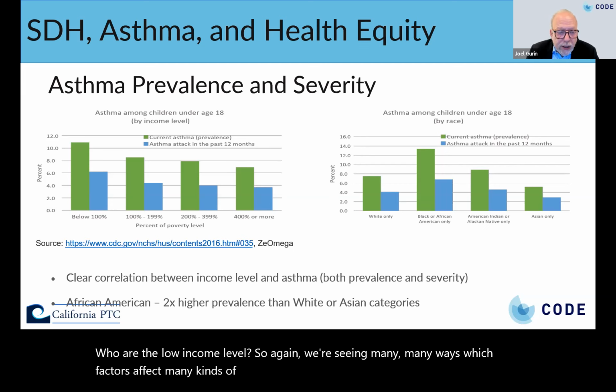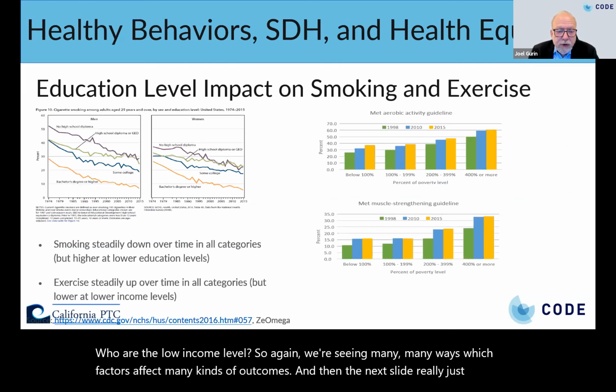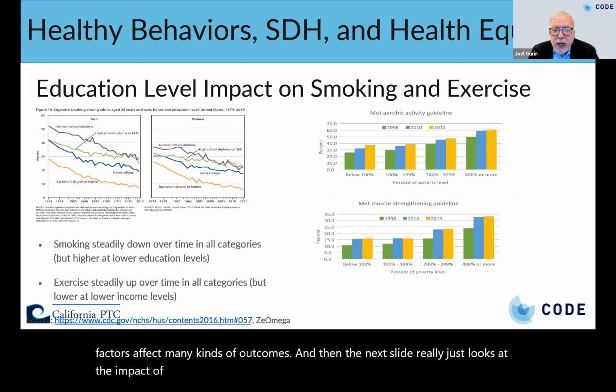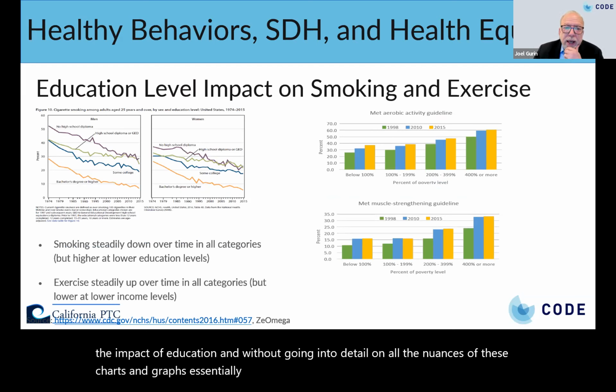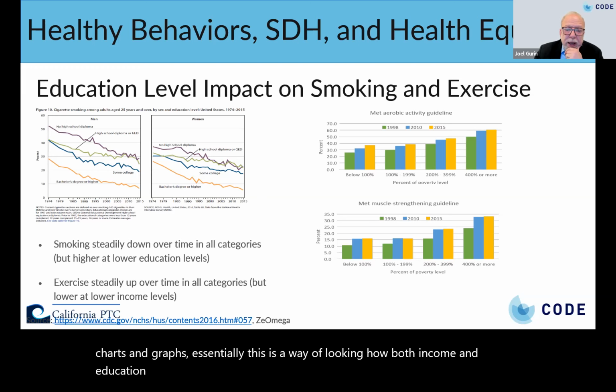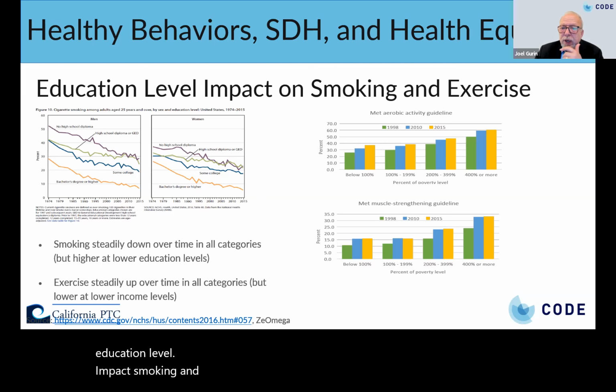And then the next slide looks at the impact of education, and without going into detail on all the nuances of these charts and graphs, essentially this is a way of looking at how both income and education level impact smoking and exercise habits. So again, we're seeing the relationship here with individual health behaviors.